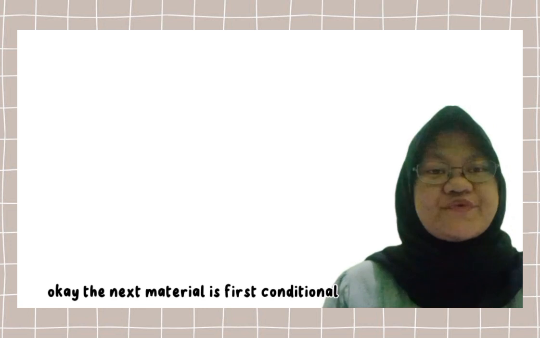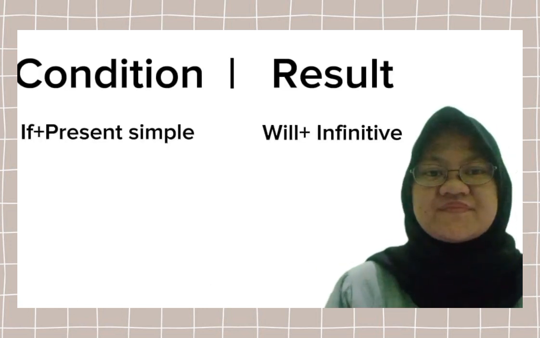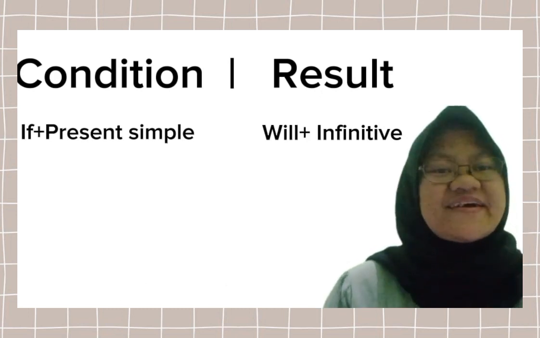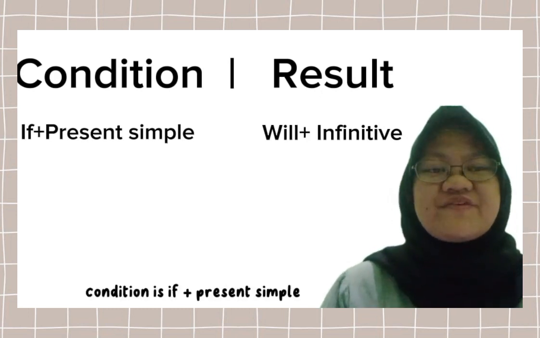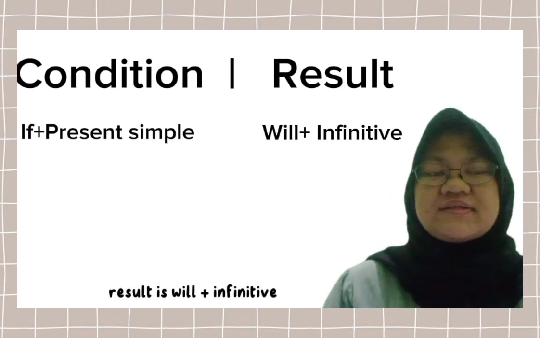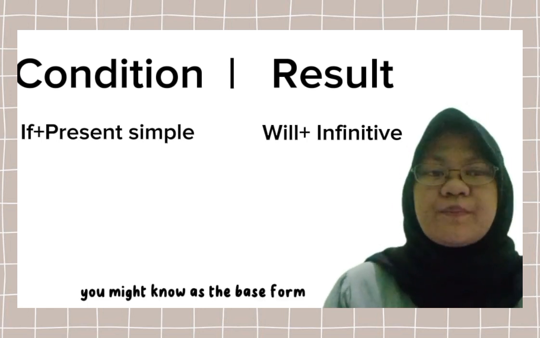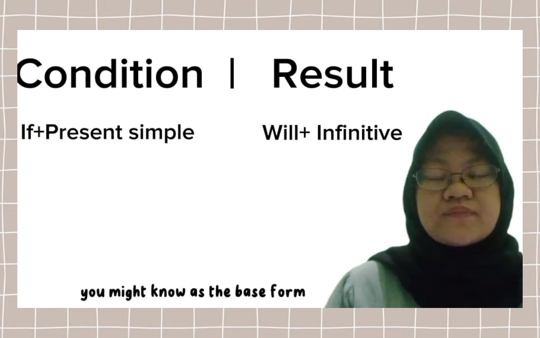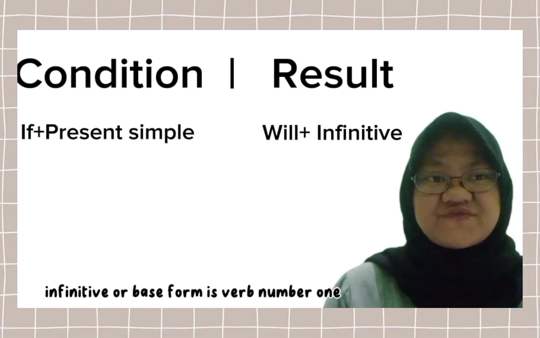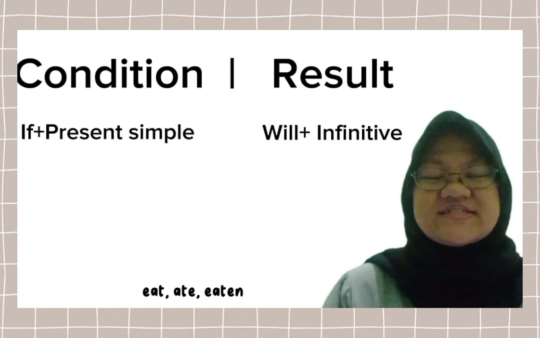Okay, the next material is the first conditional. Condition, result. What is condition? Condition is if plus present simple. Result is will plus infinitive. What is infinitive? You might know it as the base form. Infinitive or base form is verb number 1. Eat, ate, eaten.